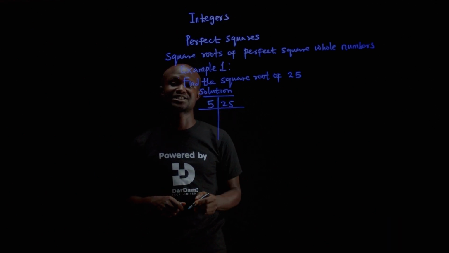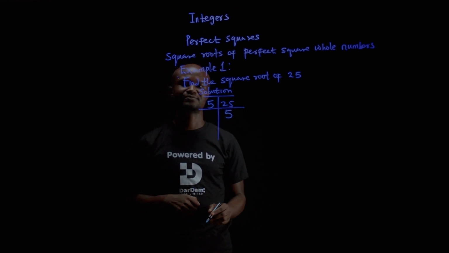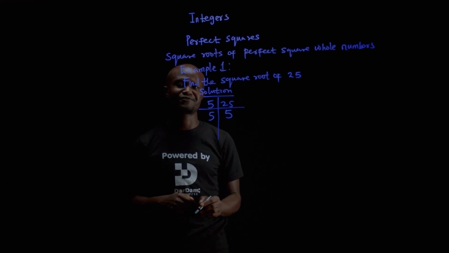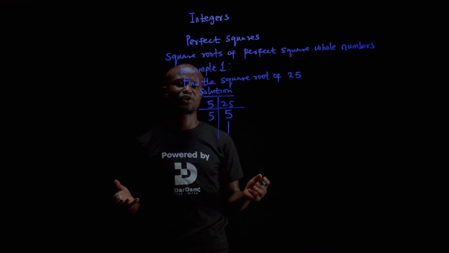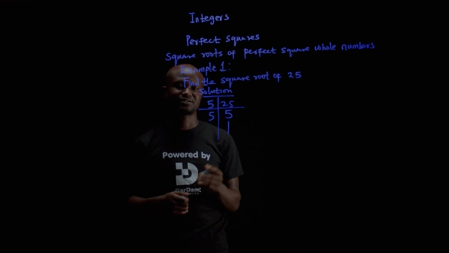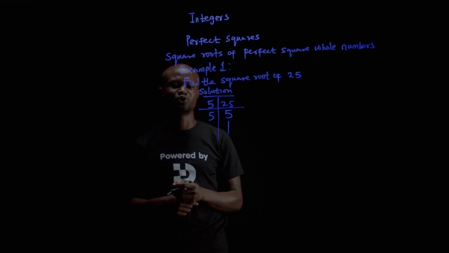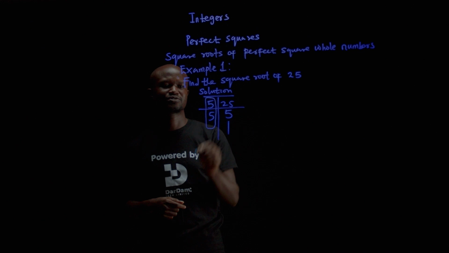It is obvious that it is 5. So 25 divided by 5, what will I have? I will have 5. What number can I use again? 5. 5 divided by 5, what will I have? 1. You can see, so we don't have any more, because we know that 1 is divisible by 1. So we don't need 1. What we need now is what we have here. From here, this is what we are going to use.